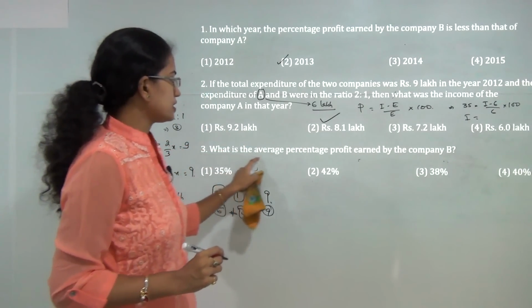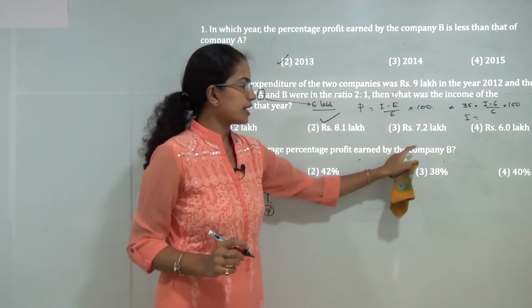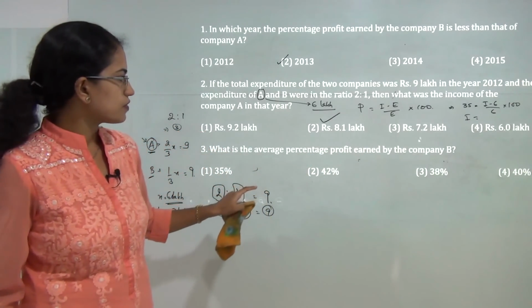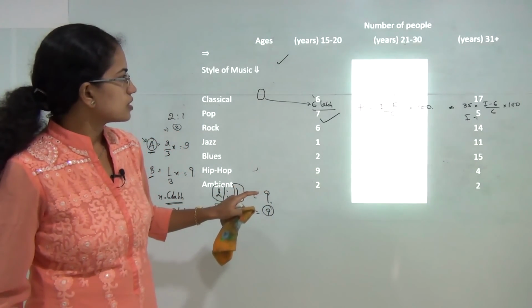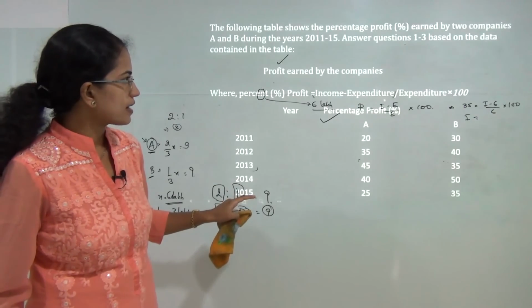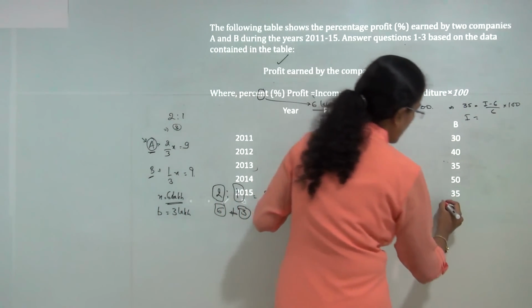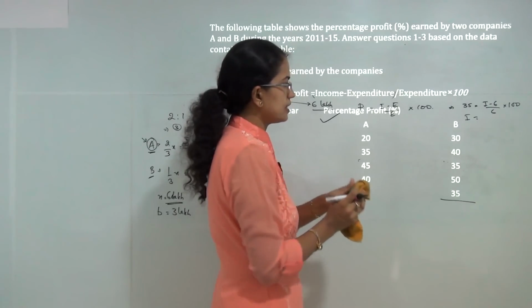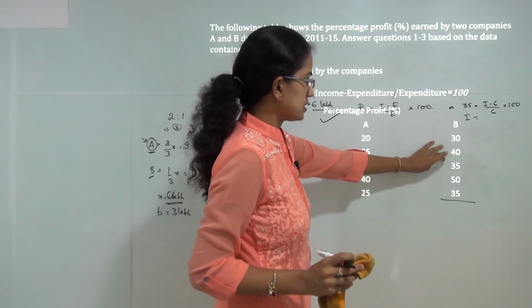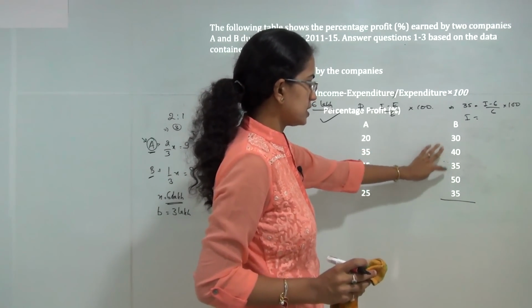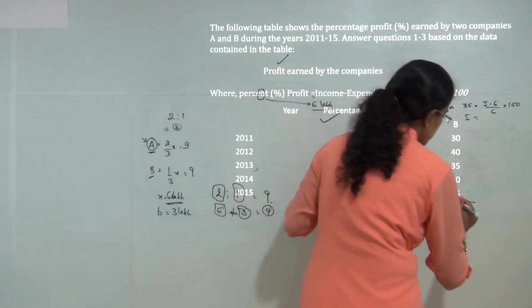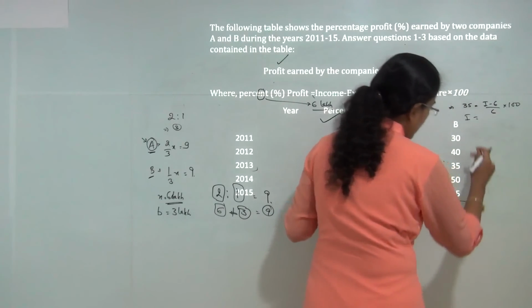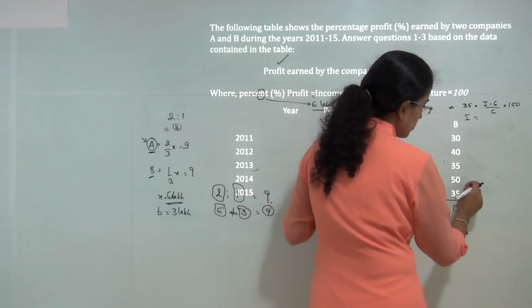The next is, what is the average percentage profit earned by company B? So here what we will do is go back to the table. For B, we have these values, so we will just add it. So 30 plus 40 is 70, then 35, 35 again 70, 70, 70, 140, 140 plus 50 is 190. And how many values are there? 1, 2, 3, 4 and 5.